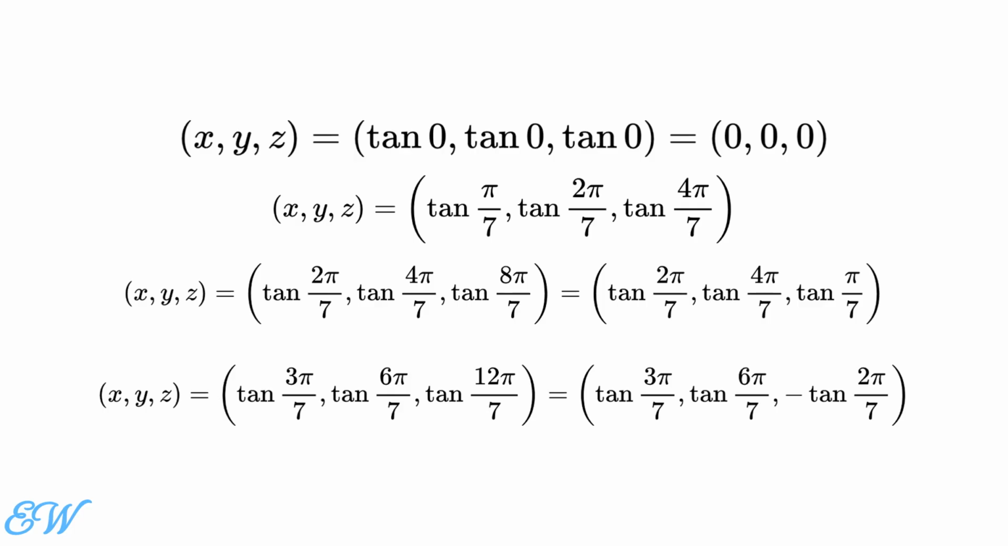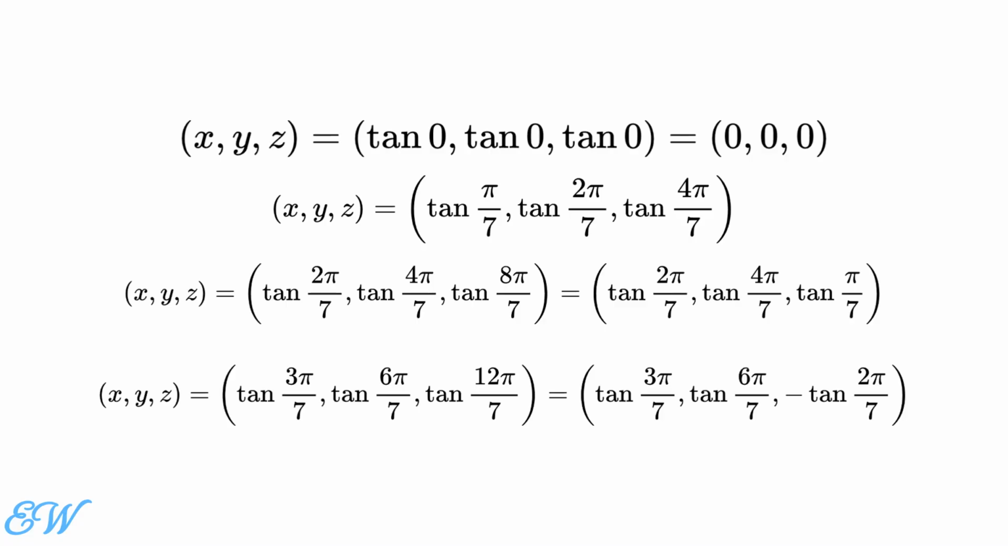So we can plug in k is equal to 0, 1, 2, and 3 first into our equations, and we get that x, y, and z are equal to 0, 0, 0 for k is equal to 0. For k is equal to 1, x, y, and z are equal to tan pi over 7, tan 2 pi over 7, and tan 4 pi over 7, respectively. Then for k is equal to 2, we get that x, y, and z are equal to tan 2 pi over 7, tan 4 pi over 7, and tan 8 pi over 7, or tan pi over 7, respectively. Then for k is equal to 3, we get that x, y, and z are equal to tan 3 pi over 7, tan 6 pi over 7, and tan 12 pi over 7, or negative tan 2 pi over 7, respectively.